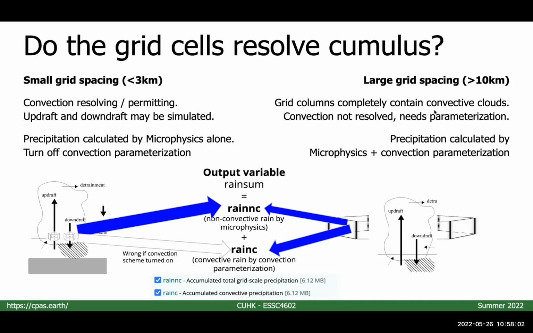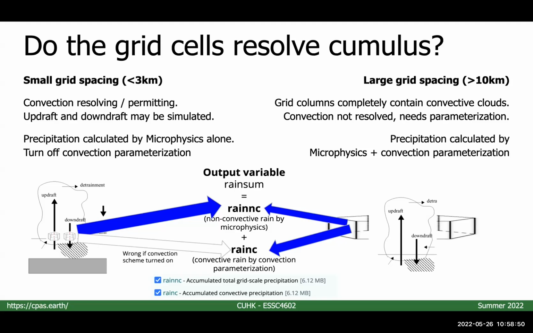Therefore, for large grid spacing, you need to turn on this convection parameterization scheme and add them together to be the total rain. But if you turn on the convection parameterization scheme for the fine resolution part, that will overestimate the rain. So if you turn on this one, the total will be wrong. For small grid spacing, you will need to turn off the convection scheme. So that's what we have mentioned.